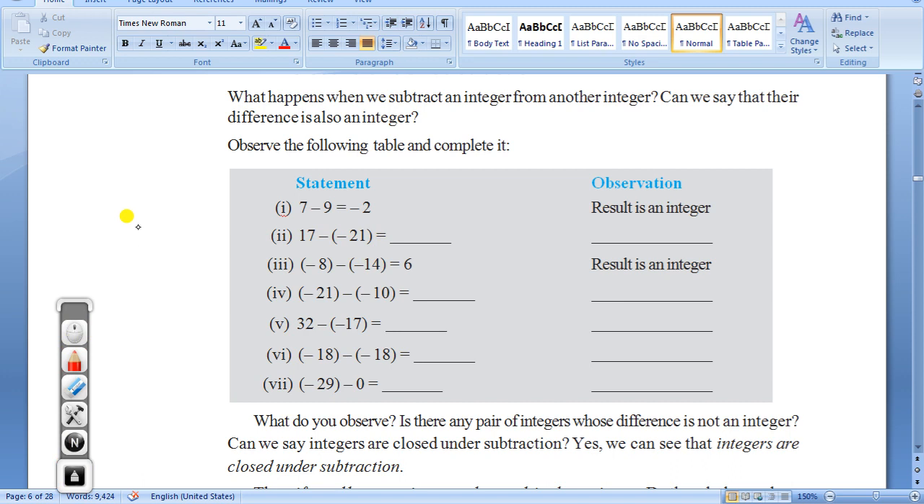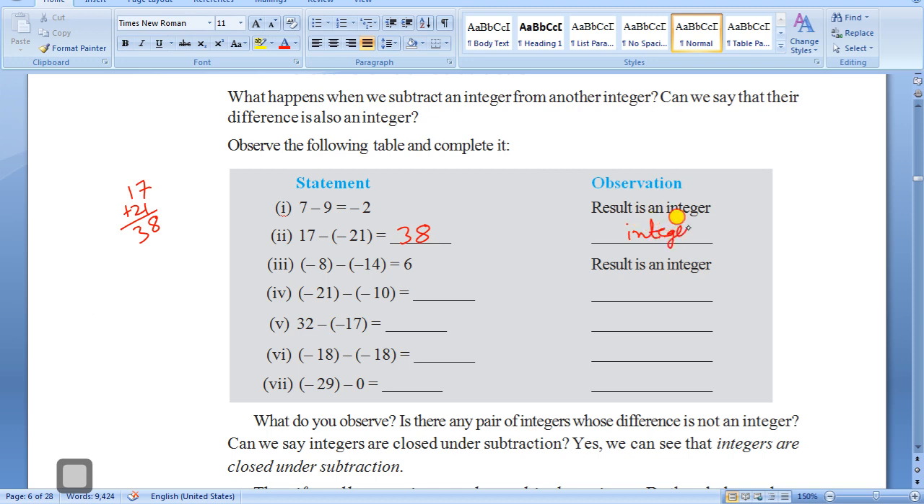Minus 17 minus of minus 21: minus into minus is plus, so we get minus 17 plus 21, which is 4, and it is also an integer. The third one is minus 8 minus of minus 14, that is plus 14, so plus 6, an integer. Minus 21 minus of minus 10, that is minus 21 plus 10, we get minus 11, and that is also an integer.